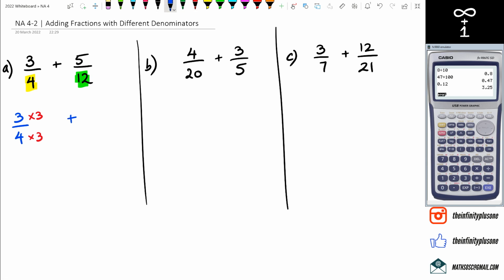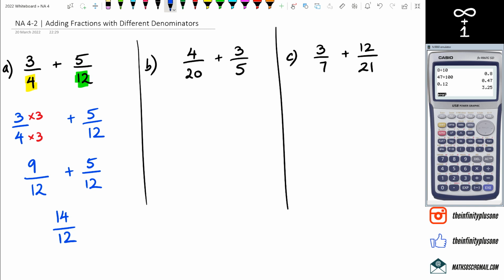All right. And as for the 5 over 12, we're not going to touch anything with it. We're just going to leave it as it is. And remember, with equivalent fractions, whatever you do at the top, you've also got to do at the bottom, especially when it comes to multiplication or division. So 3 times 3 is 9. 4 times 3 is 12. So what we've got here is 9 over 12 plus 5 over 12. And because they have the same denominators, we can now add the two numerators, and we're going to get 14 over 12 as our first answer.